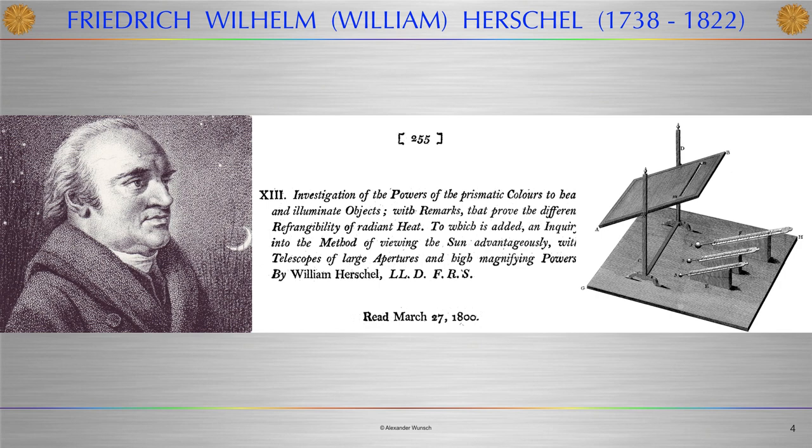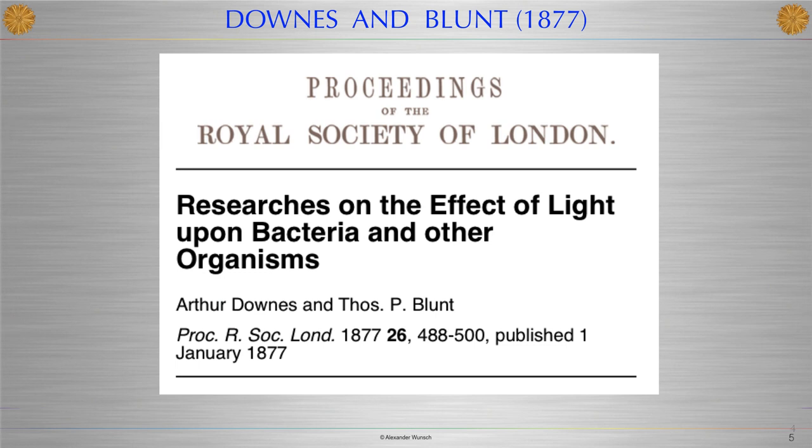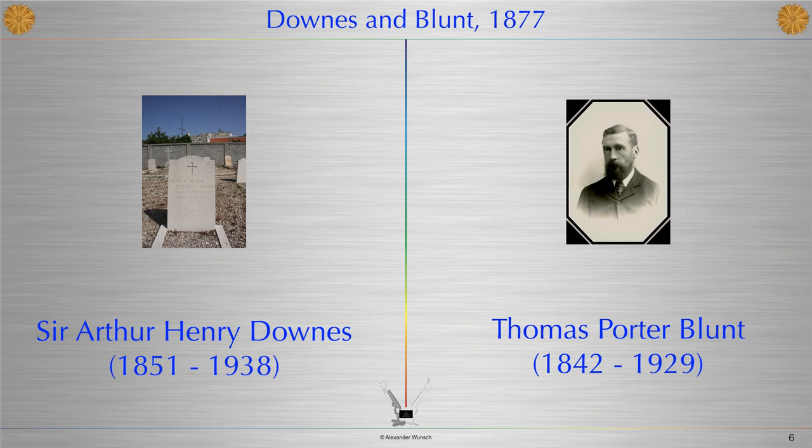Later on, as discovered by Downs and Blunt, these two physicians from Britain, they found out that it's even more than a kind of negative phototaxis, which means bacteria would escape if you let them go wherever they want to. But if you have them in a quartz glass tube, and if you shine the violet light and even more the ultraviolet light onto them, they would just die. So they found out that there is a way to kill germs via light. This was really an important step by these two researchers from Great Britain, Sir Arthur Henry Downs and Thomas Porter Blunt.